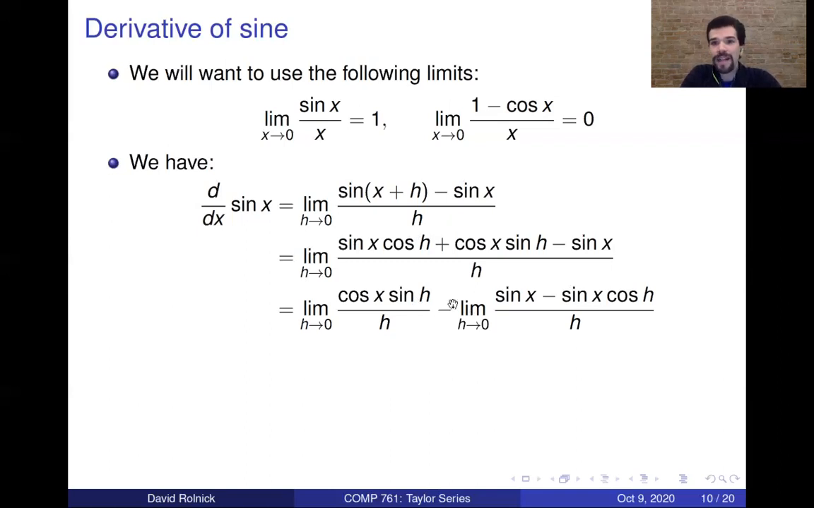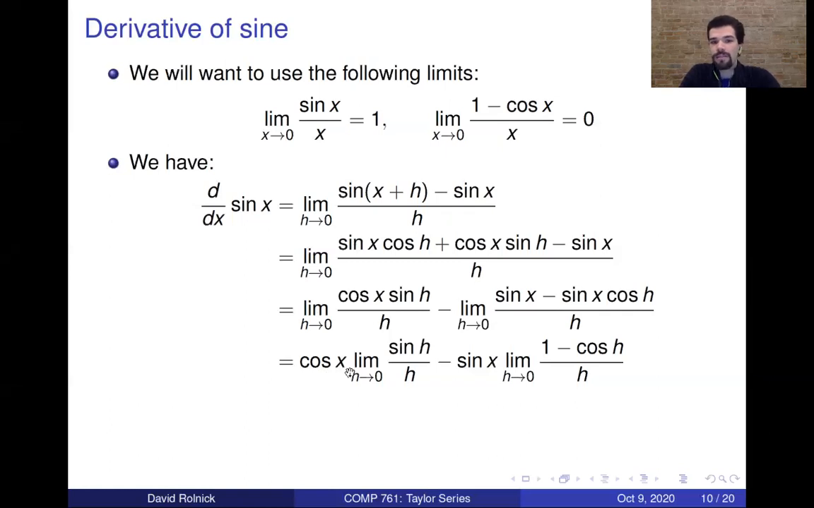Yes, we can factorize both of these. So let's pull out the cosine of x and pull out the sine of x. And we've got suddenly the limits from above here. Yay! So we can just plug those in. Cosine of x times 1 minus sine of x times 0. Done. We have cosine of x. Any questions?